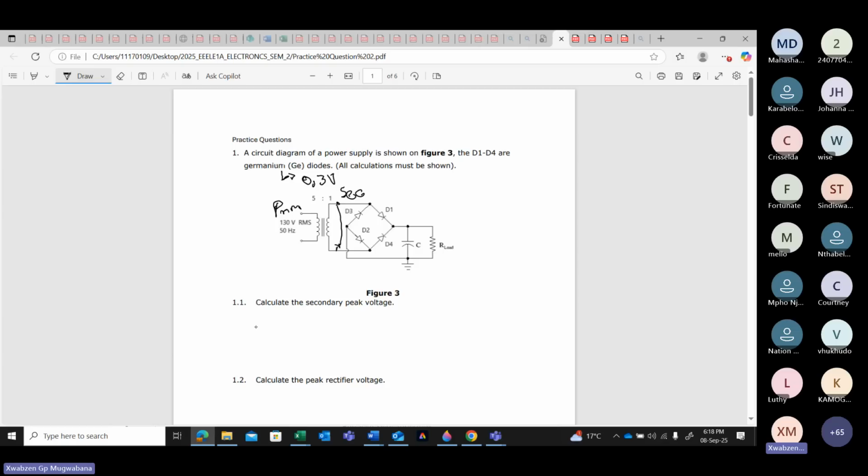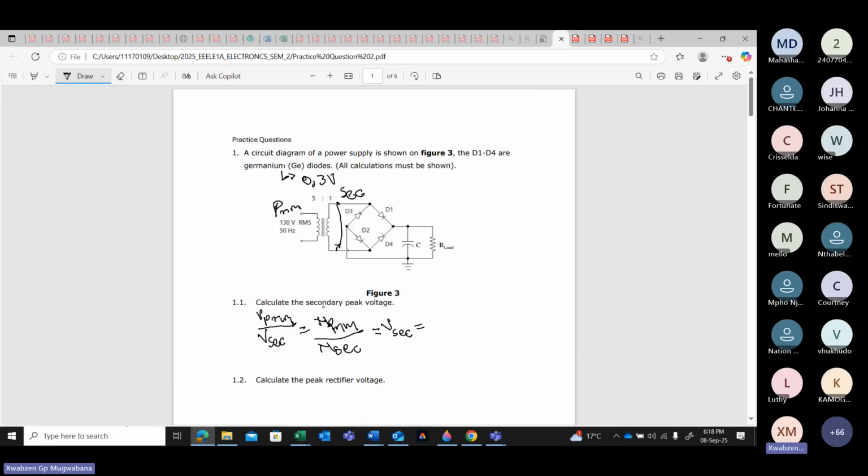Remember, we have an equation, and that equation says V of primary over V of secondary is equal to N of primary divided by N of secondary. That is your equation. So with this equation, we must say what we are looking for. We are looking for V of secondary. And for us to find V of secondary, you are going to say V of secondary is equal to, now we need to manipulate this formula here.